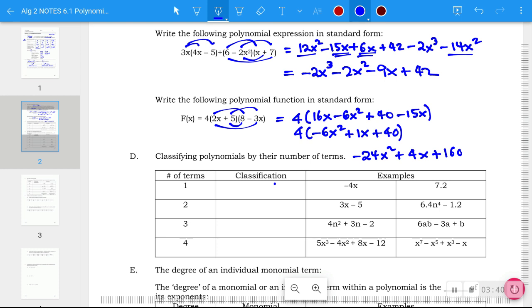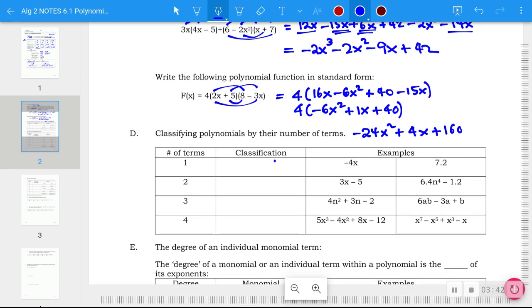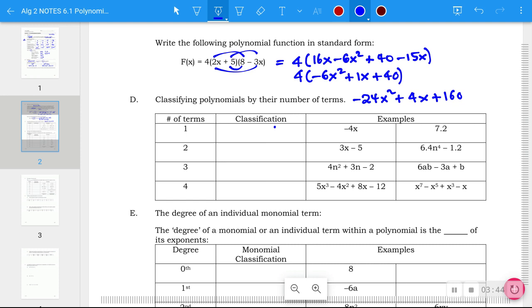Okay. So the next section here, we're supposed to learn how to classify polynomials by their number of terms. Later on, we'll be classifying it by degree. And they're different. So you have to figure out that you're being asked to do different tasks when these instructions change, okay? I mark a lot of people wrong for doing the skill that's associated with the other instructions. So you got to really pay attention.